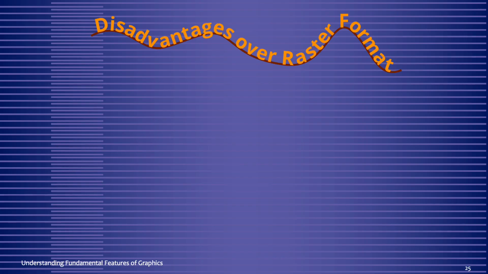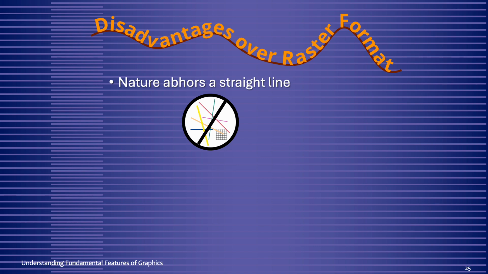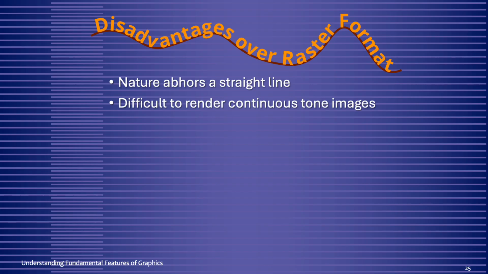Here are the disadvantages of vector format versus raster format. Perfectly straight lines are rare in nature, but that is what vector artwork does best. So vector artwork does not lend itself to naturalistic graphic compositions. Continuous tone images like photographs are very difficult to simulate using vector tools. A few brave graphic artists have done it, but it takes enormous skill and time.